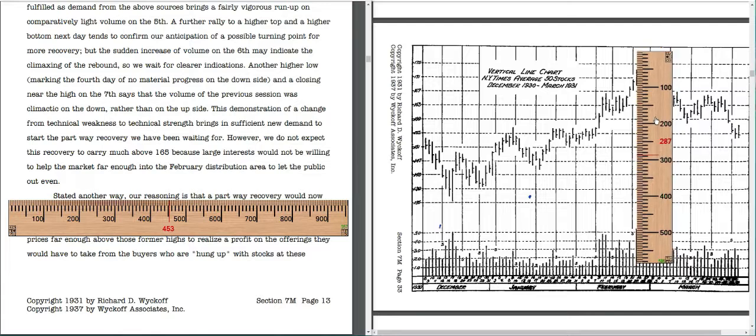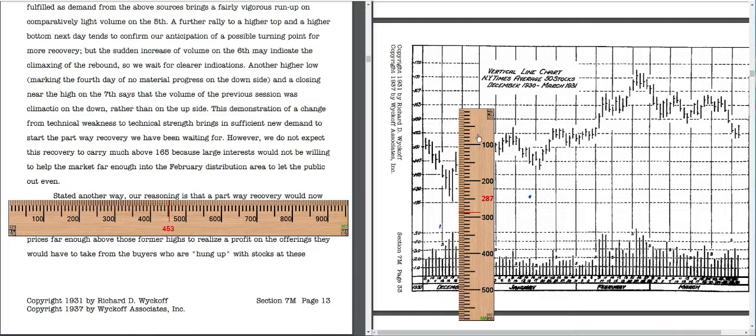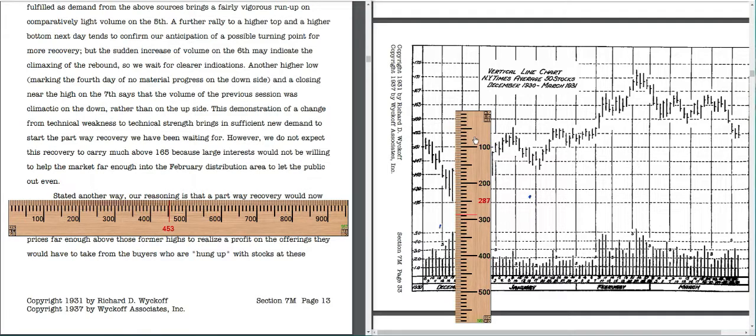All it means is they're selling on the way up and selling on the way down, and here selling on the way down and then buying on the way up, establishing their positions.